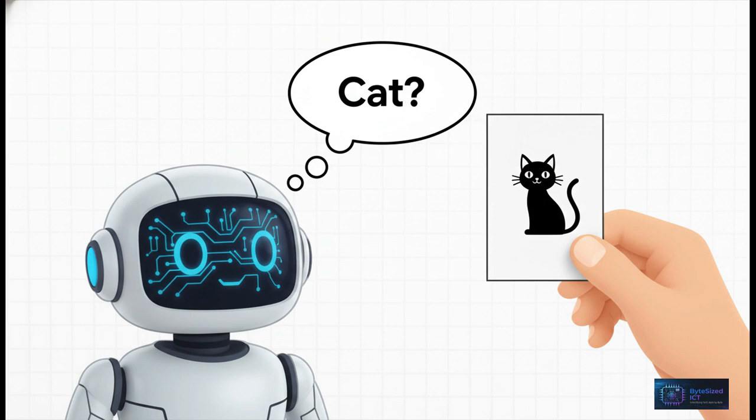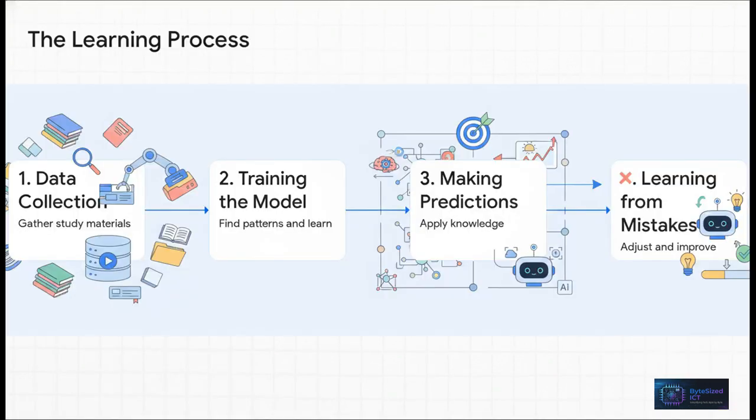Probably the best analogy is to imagine teaching a little kid how to tell the difference between a cat and a dog. You wouldn't write down a giant instruction manual, right? A cat has pointy ears, whiskers, a long tail, no way. You just show them a bunch of pictures of cats and dogs. That's the core idea. So this whole education breaks down into 4 key stages.